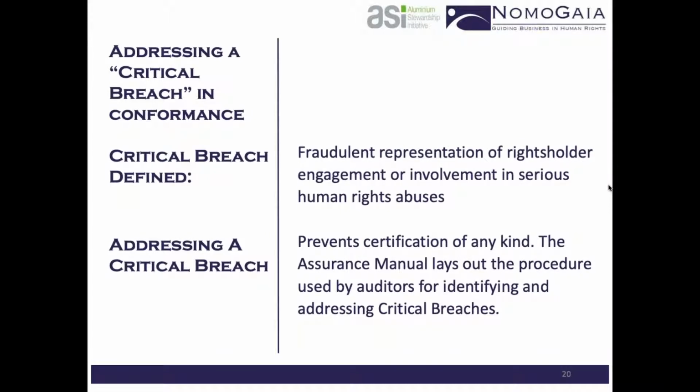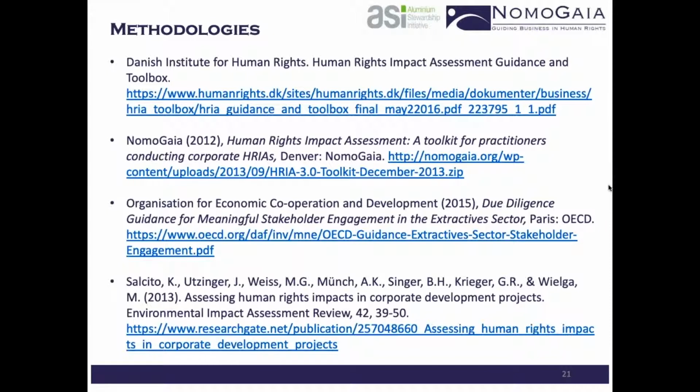Now, the other situation, of course, that we might have as an outcome in ASI is that there's a critical breach. And the critical breach might be found in an HRIA if you had fraudulent representation of rights holders' engagement or involvement in serious human rights abuses. And this would prevent certification of any kind. And if you did find this in an audit, of course, you should relay it to ASI and we would look into it further. So I'll hand it back to you, Kendyl, in terms of looking through the methodologies.